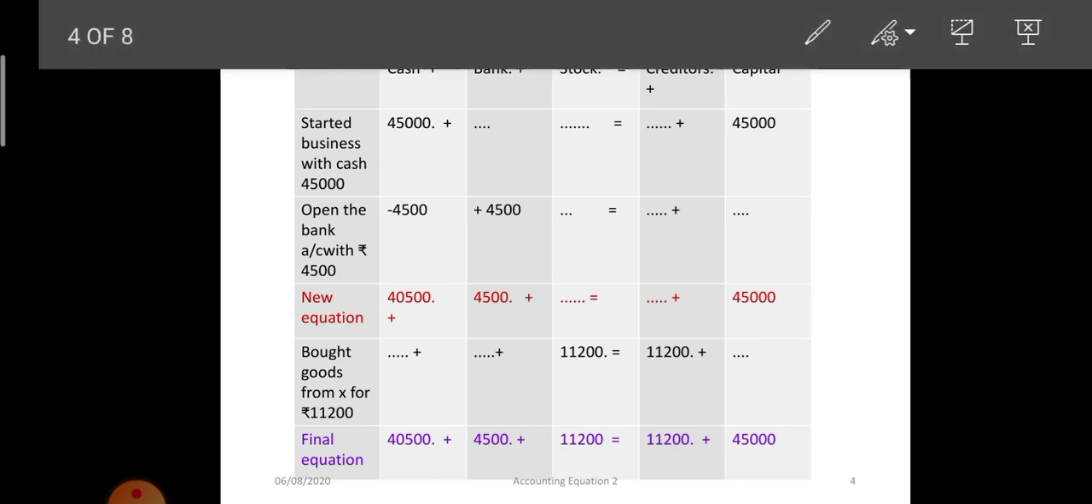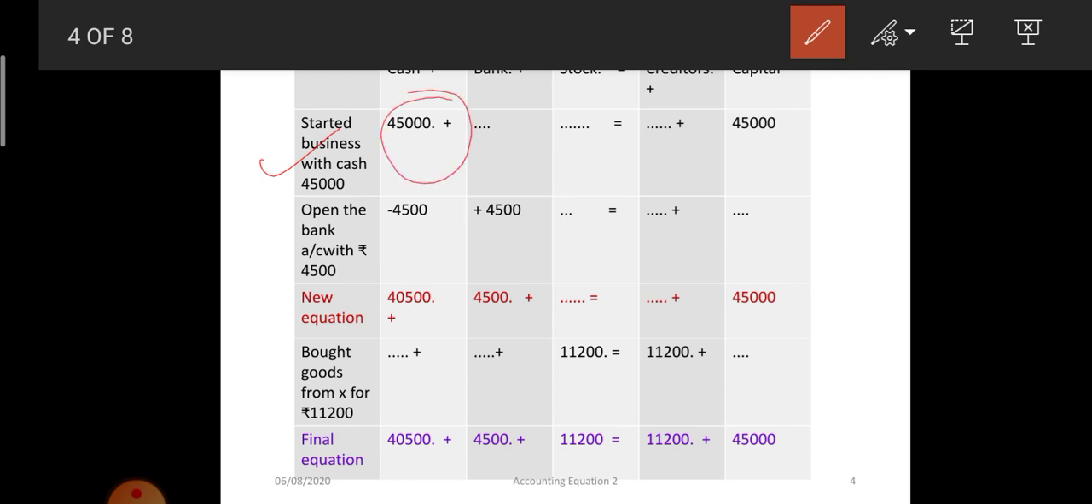See, the first transaction, started business with cash 45,000. Every transaction will have at least two effects. Here there are two effects. On the asset side the cash will increase, and on the liability side capital will increase. Cash increased by 45,000 and capital increased by 45,000. See, the accounting equation, assets is equal to capital plus liability, is true for this transaction. Both the sides are equal.